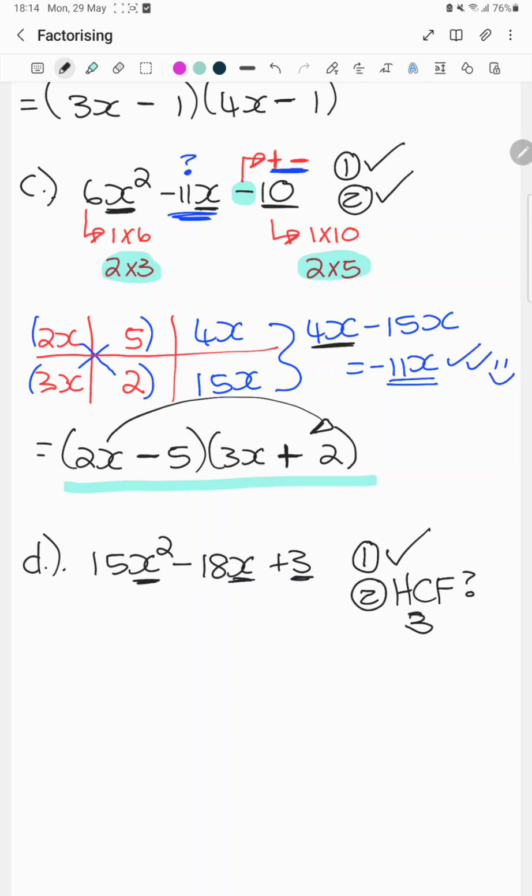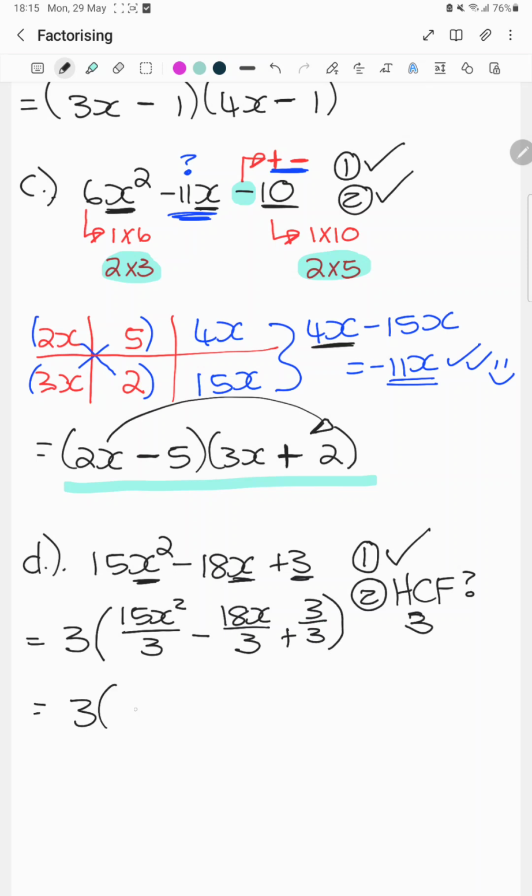Alright, so we're first going to take out a common factor. So let's take our 3. Then remember in your bracket is what is left. Which basically means you're going to take your first term, which was 15x squared, divided by what you took out, which was 3. Then you're going to do the same for your 18x, divided by 3, and then your last term, which is 3, divided by 3. Alright, so this will give me 5x squared minus 6x plus 1.